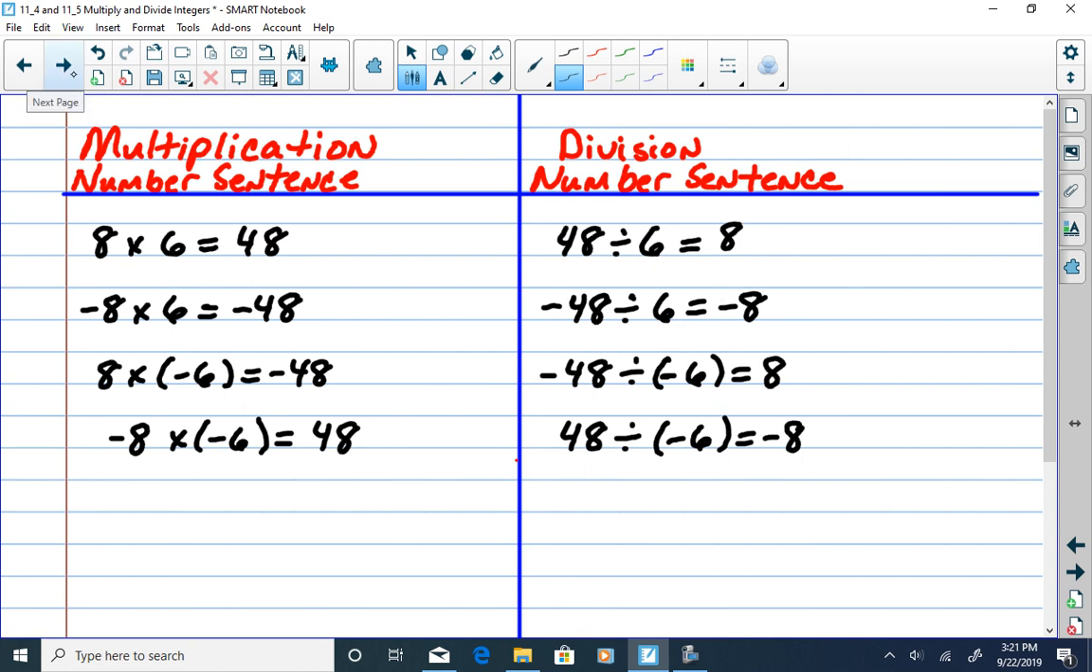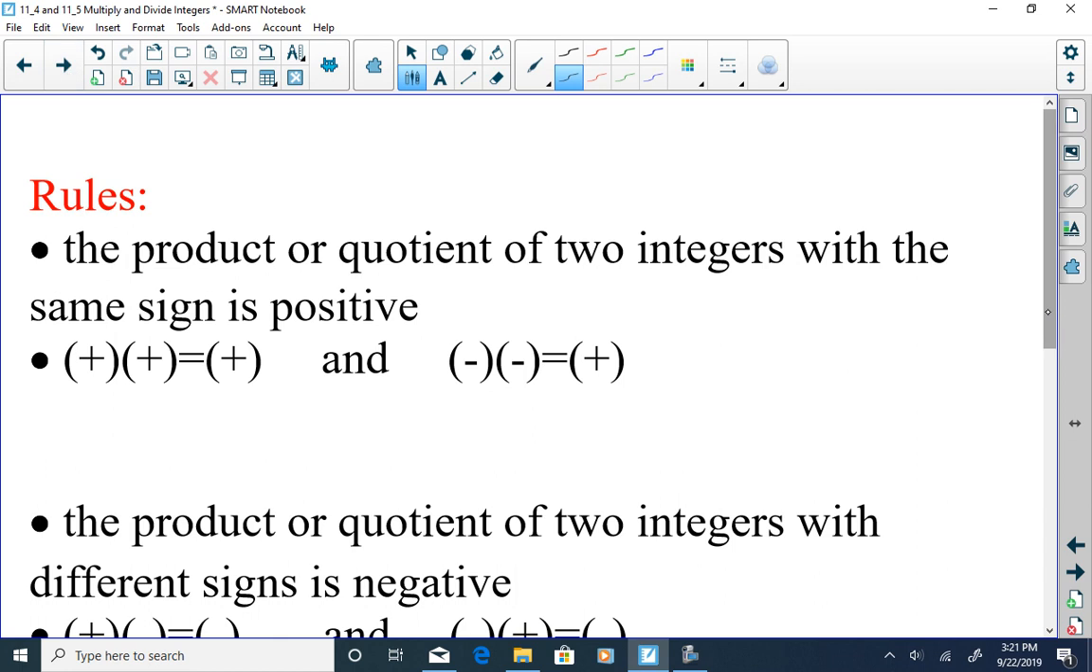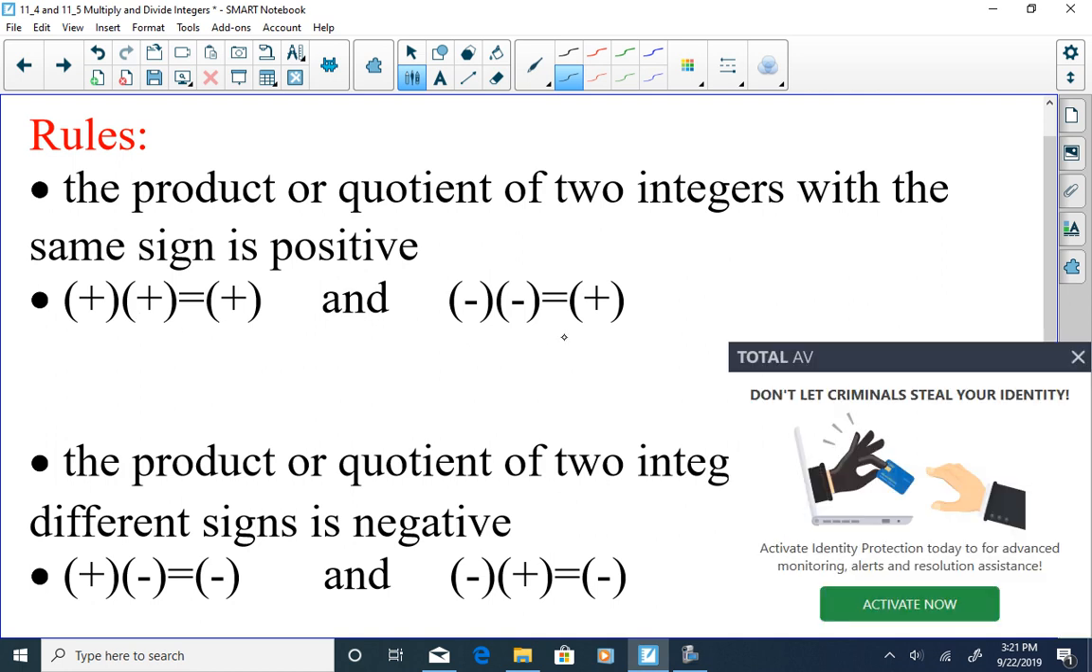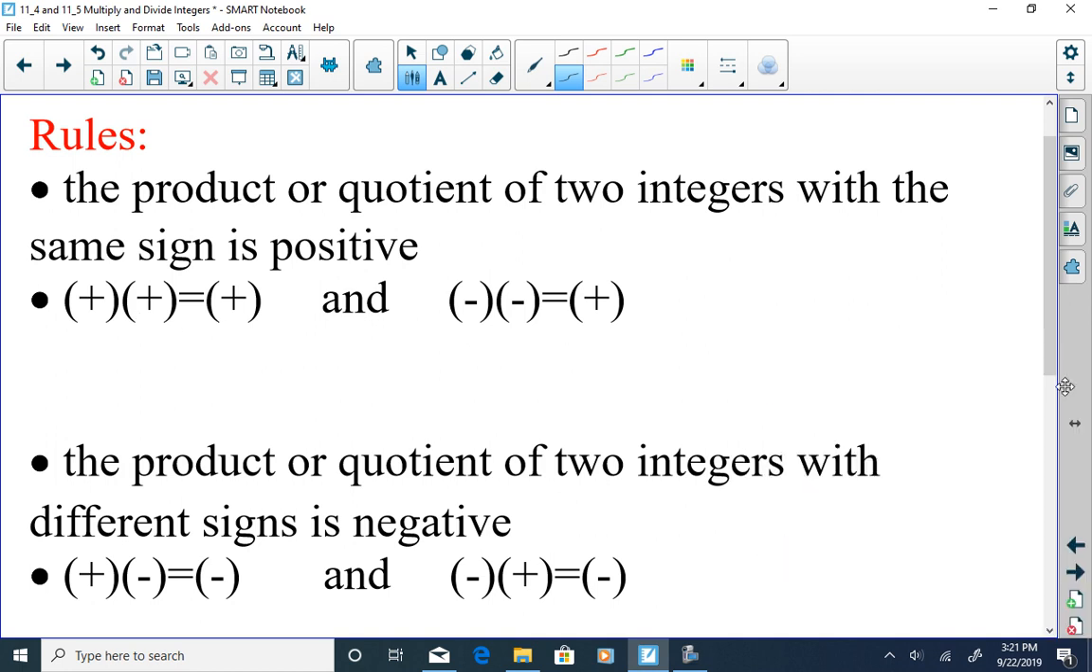So it comes down to these two rules, and the rules are very simple. The product or quotient of two integers with the same sign is positive. The product or quotient of two integers with different, or opposite, signs is going to be negative. To sum it up, positive times positive is positive. Negative times negative is also going to be positive. Positive times negative is equal to negative. Negative times positive is equal to negative.